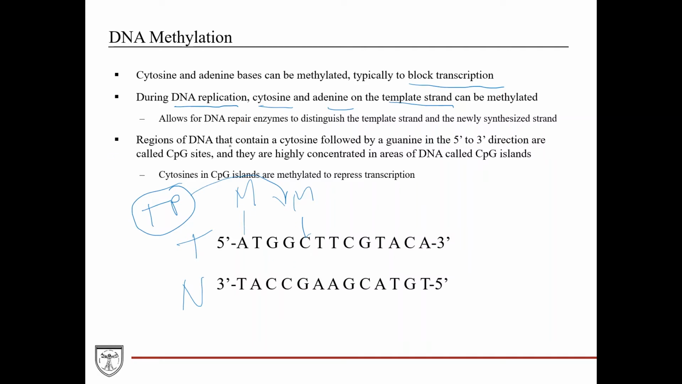Lastly, there's regions of DNA that contain a cytosine followed by a guanine. And you can see that here in the 5' to 3' direction. And these are called CpG sites. And they're highly concentrated in areas of DNA called CpG islands. So you'll have regions of the long strands of DNA that have a lot of these CG or CpG sites. And again, the cytosines in these CpG islands are methylated to repress transcription. So it's another gene expression mechanism.